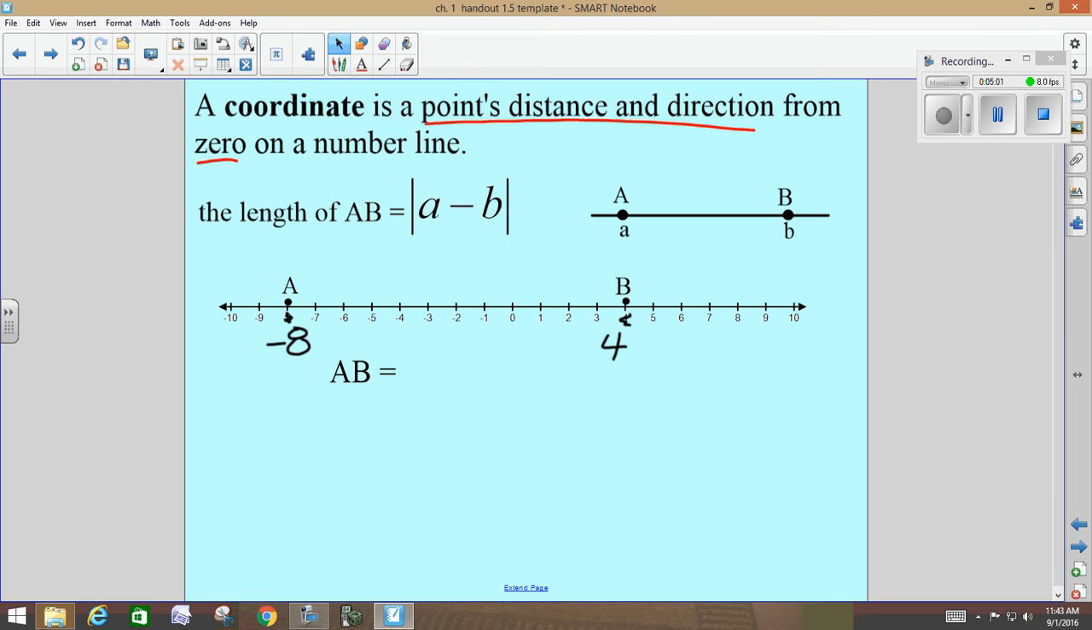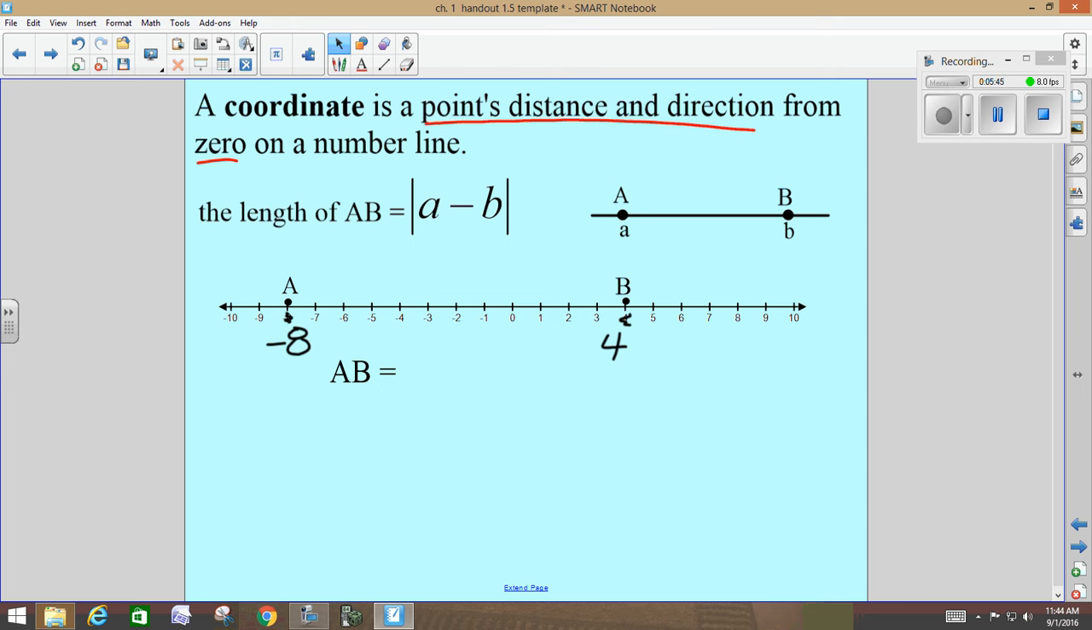A is at -8, B is at 4. The coordinate of A would be -8. Which part of that value tells me the distance it is from 0? The 8, right? Isn't it 8 away? Which part tells me the direction from 0? The negative tells me I'm on what side of 0? Left. 4, since it's positive, tells me it's on what side? Right. And the 4 indicates how far from 0? 4. Okay, the number tells you how far. The positive or negative tells you the direction.